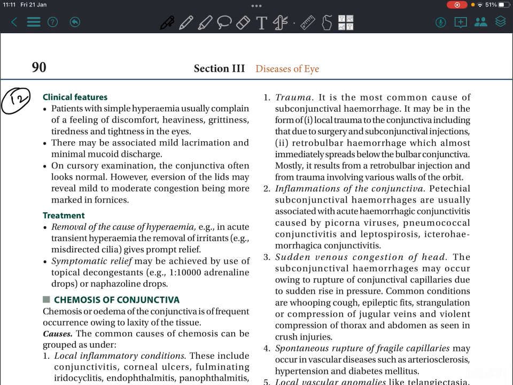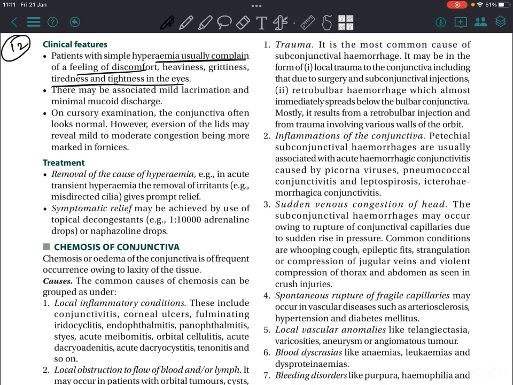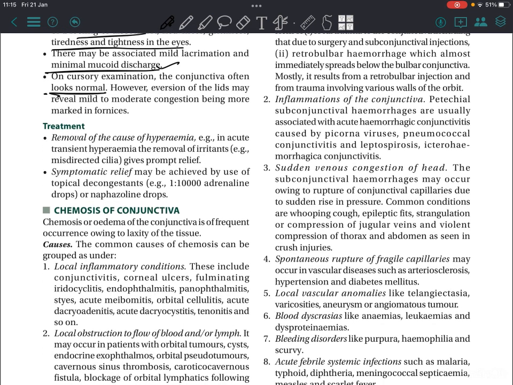Clinical feature. Patients with simple hyperemia usually complain of feeling of discomfort, heaviness, grittiness, tiredness, tightness in the eye. There may be associated mild lacrimation, minimal mucoid discharge. On cursory examination, the conjunctiva often looks normal. However, eversion of lids may reveal mild to moderate congestion, being more marked in fornices.